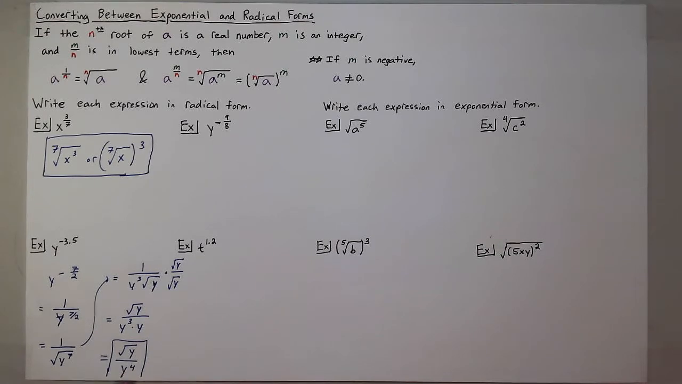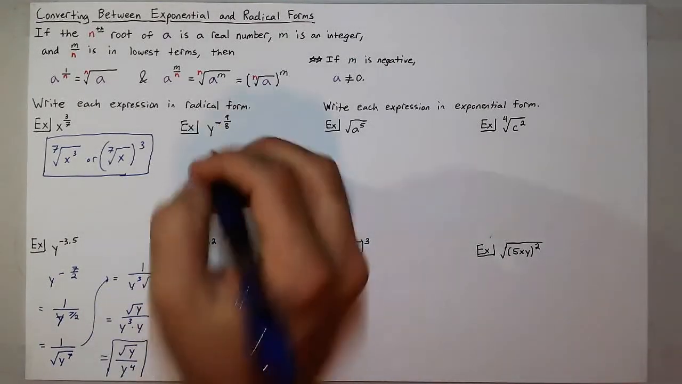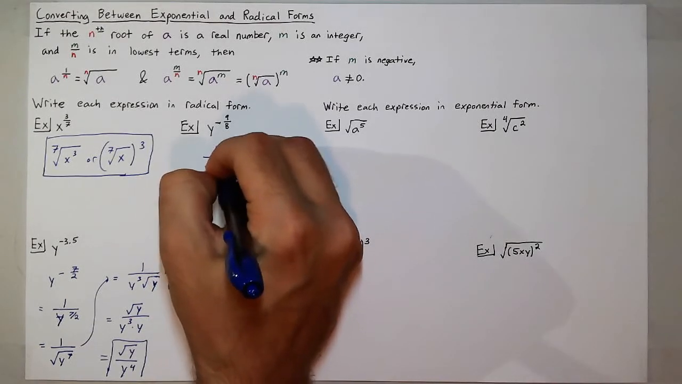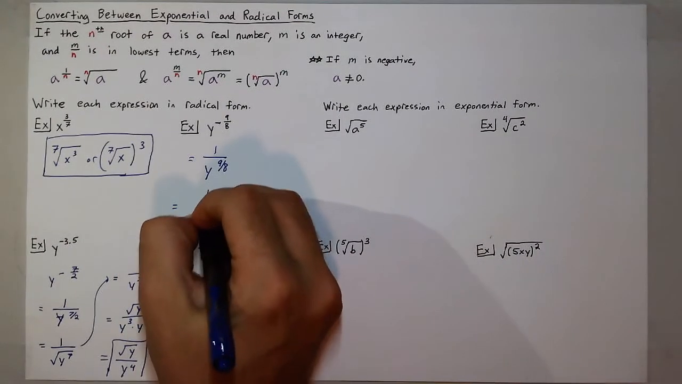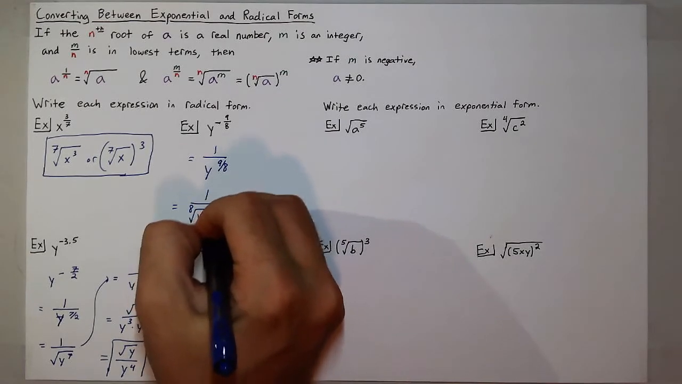Even though there is a non-radical factor, now that we have that radical for y, that's in radical form. Next up, we have y to the -9/8. So if I were to rewrite this as 1 over y to the positive 9/8, I can now put that into radical form as 1 over the 8th root of y to the 9th.